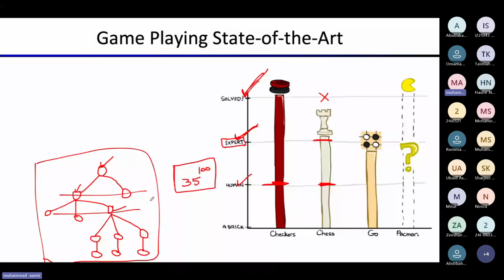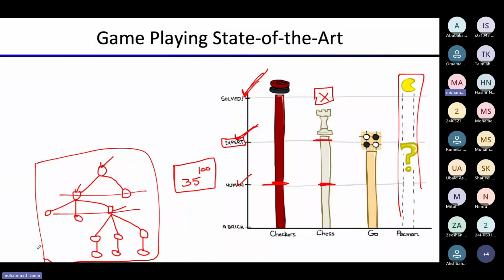So of course, we cannot save this complete tree. This is a very big, very huge game tree. We cannot save this complete tree, and for each move, we cannot traverse the complete game tree before deciding which move is best or most accurate. That is why we are saying chess is not completely solved. And the same goes for Go, there is an expert level, and for Pac-Man, you can think of yourself. I left it for you whether Pac-Man is at human level, at expert level, or solved or not.